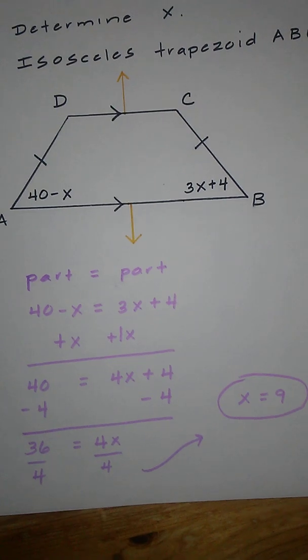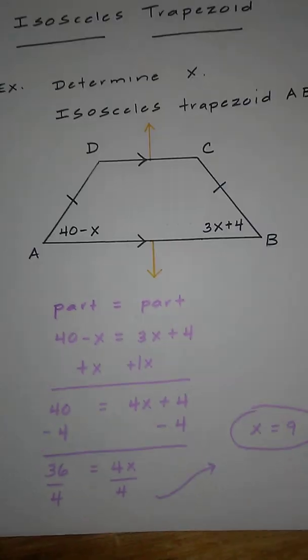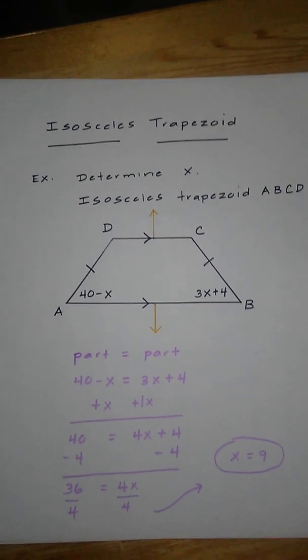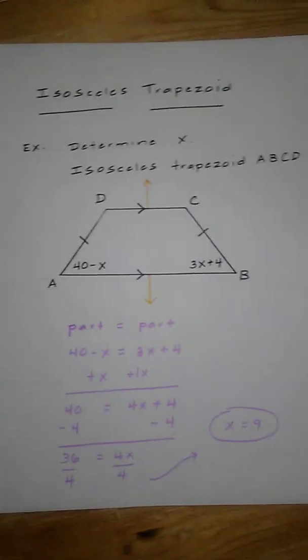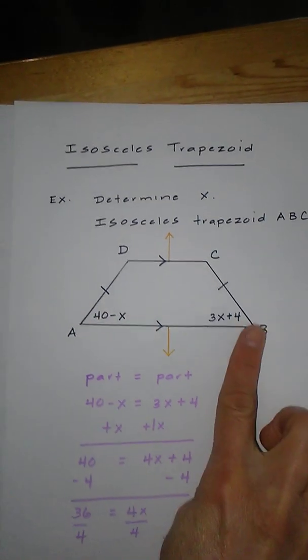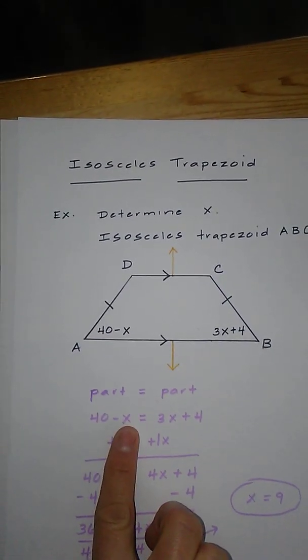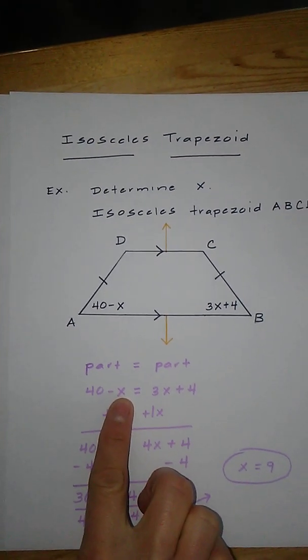X is 9. Wow, I miss you guys. Big sigh. Pull up so you can see the whole thing there. So again, these angles were opposite each other on the line of symmetry. They are congruent, so we were able to do a part equals part equation.